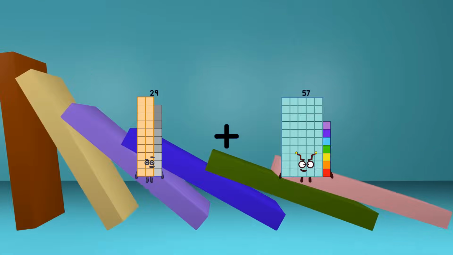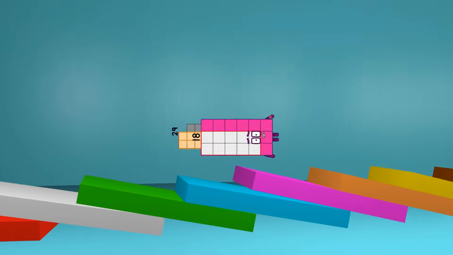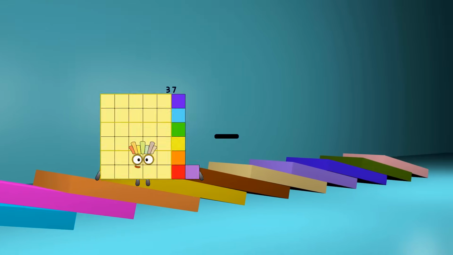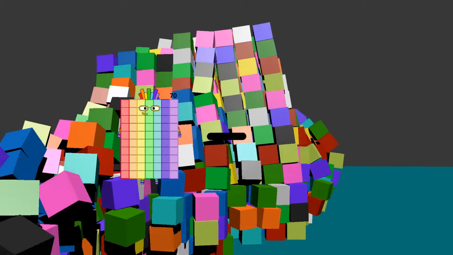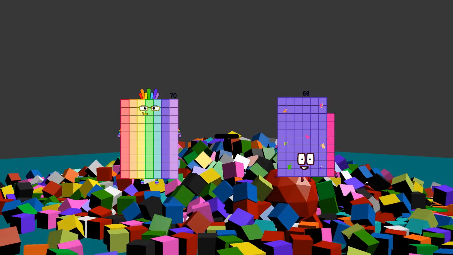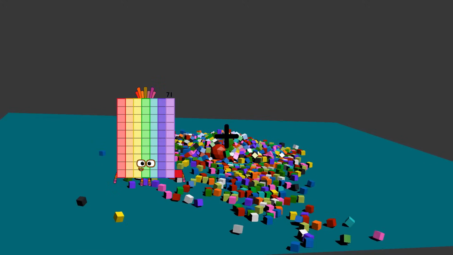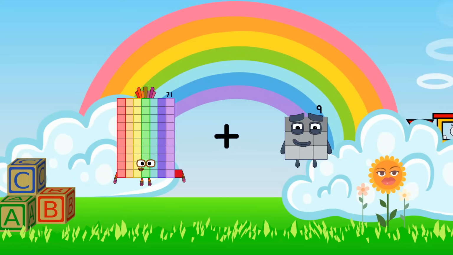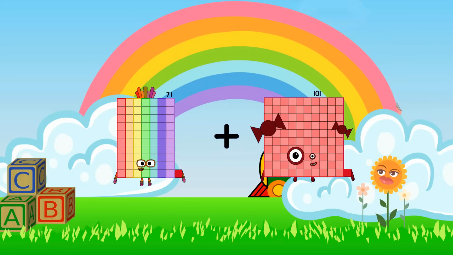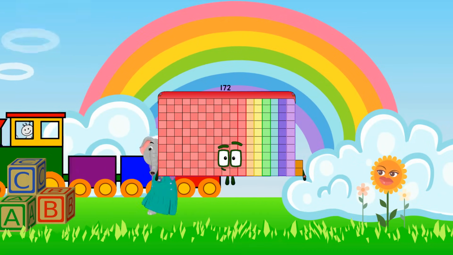29 plus 18 equals 47. 70 minus 68 equals 2. 71 plus 101 equals 172.